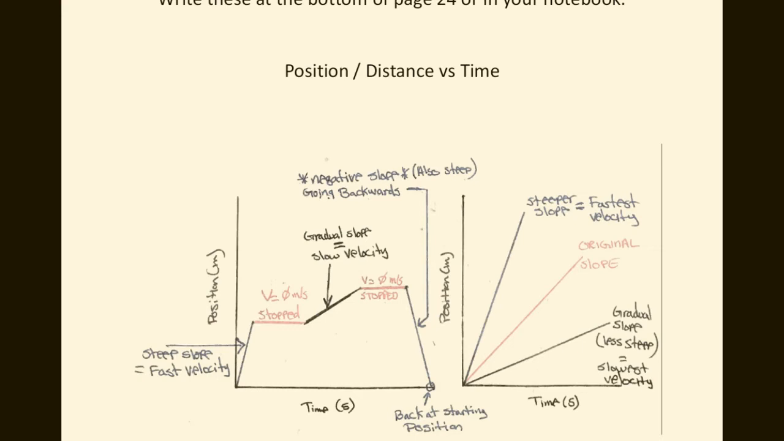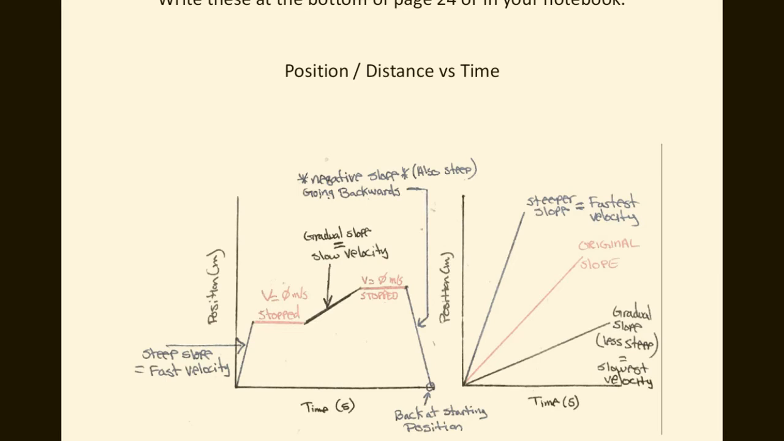Both of these graphs are position, or essentially distance versus time graphs. Time will always be on the x-axis for us, and the y-axis will either be the position, the distance, or the displacement, and so on. But time will always be on the x-axis.